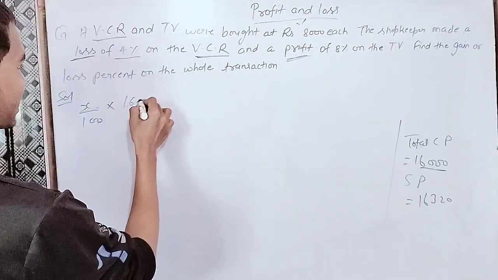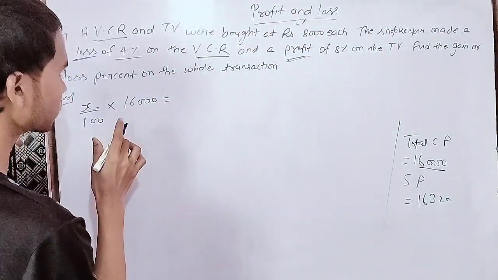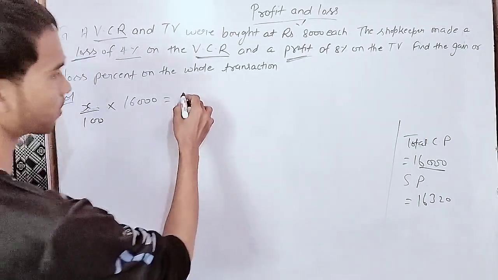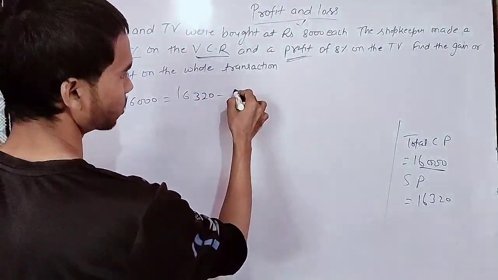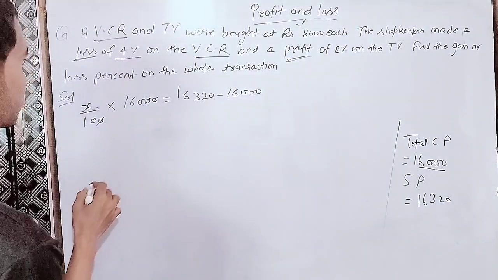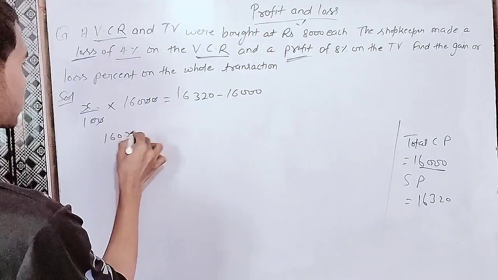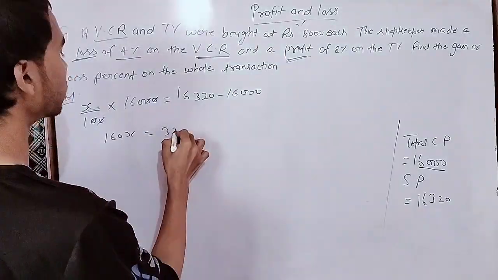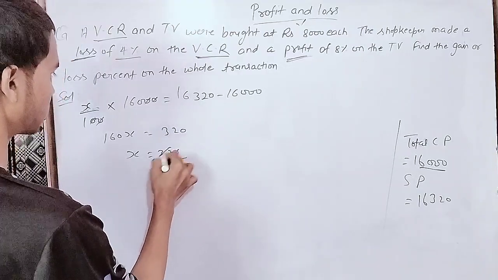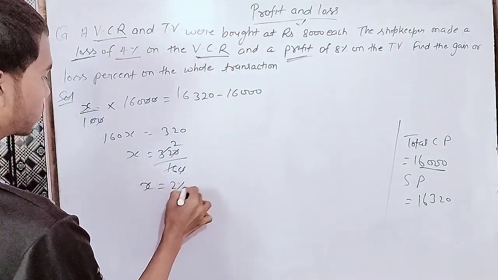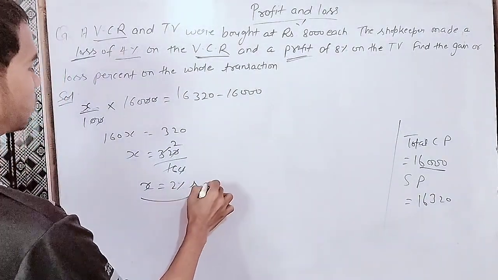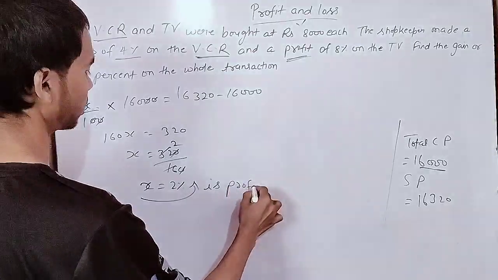This is 16,000. Okay, 16,000. Profit. Selling price is high. Selling price minus cost price. So 160x equals, and this is how much? 320. 320 upon 160 is how much? 2%. 2% is a profit.